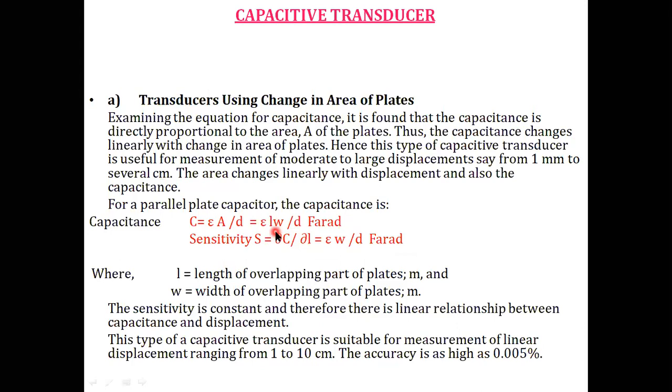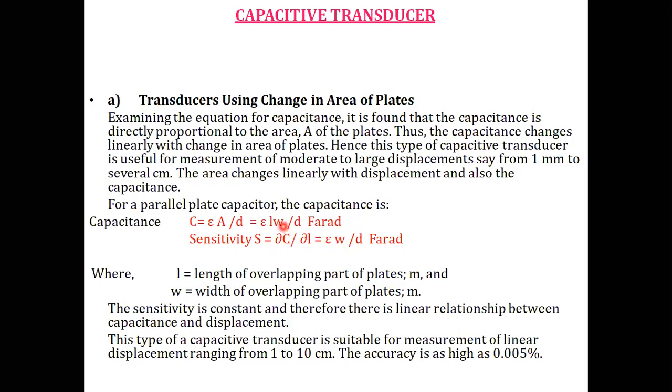That is epsilon L W by D, where L is length of overlapping part of plates, that is meters, and W is width of overlapping part of plates. Okay, and I am going to take the same equation and convert that equation in terms of sensitivity as dou C by dou L, that is change in the capacitance with respect to length.